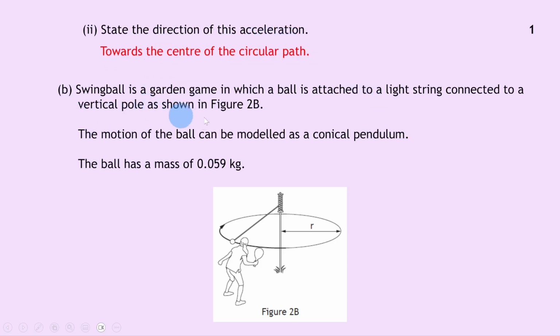Part B says swing ball is a garden game in which a ball is attached to a light string connected to a vertical pole as shown in figure 2B. The motion of the ball can be modelled as a conical pendulum. The ball has a mass of 0.059 kilograms. So you can see the swing ball set up here with the ball at this side moving around in this direction, and we've got the radius r of the circular path labelled.